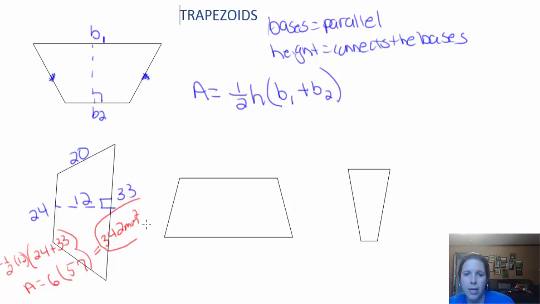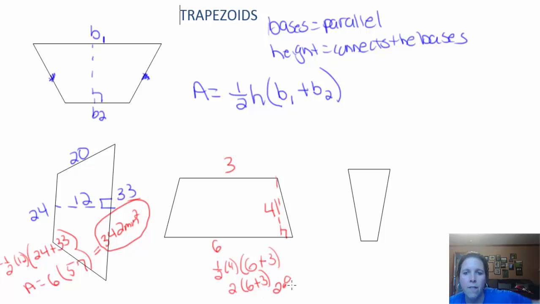Okay, now this one comes right here, and we have 4 feet, 3 feet, and 6 feet. Again, we don't need these sides, but we do need 1/2 the height times 6 plus 3. So 1/2 times 4 is 2, and 6 plus 3 is 9, so 2 times 9 is 18 feet squared.